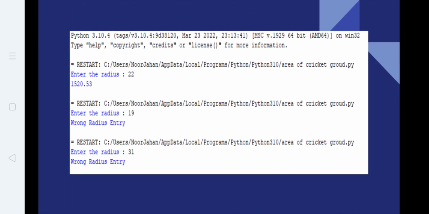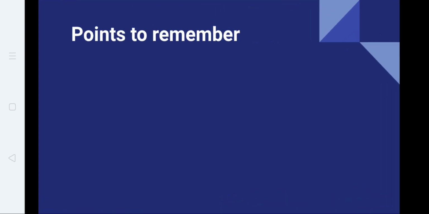So let us see the output here. Enter the radius 22, the answer we got is as given in the question. And again one more input is tried, which is 19, which is not inside the range, so the answer given is wrong radius entry. And two ranges, one less than 20 and another greater than 30, beyond the left and the right limit, are given. The answer we got is wrong radius entry. So that's all, a simple program showing how to find the solution for the problem.